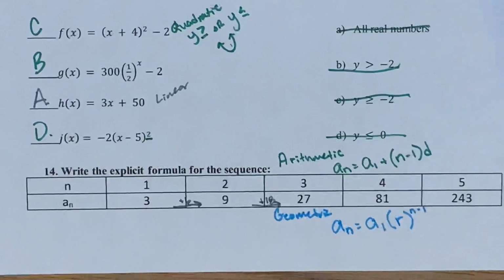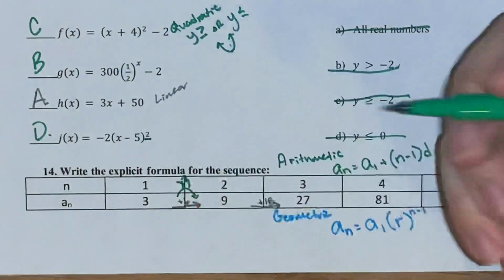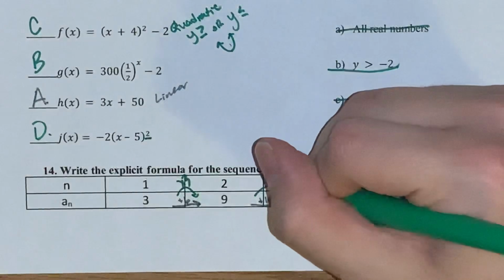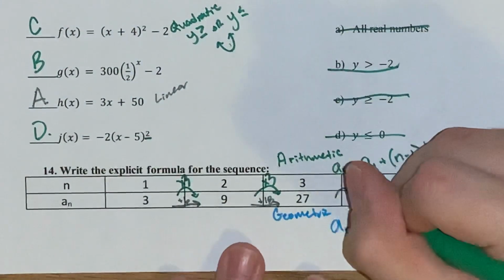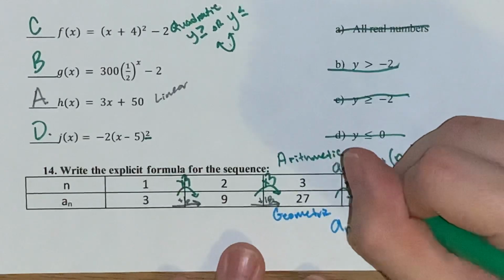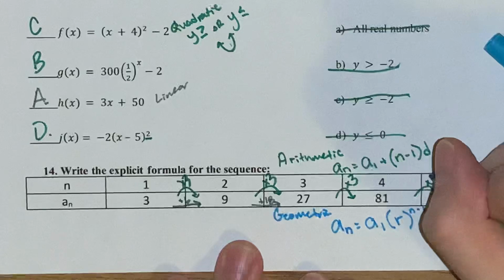So now I'm going to see, can I multiply this to get the next one? So 3 times 3 is 9. 9 times 3 is 27. 27 times 3 is 81. And 81 times 3 is 243.